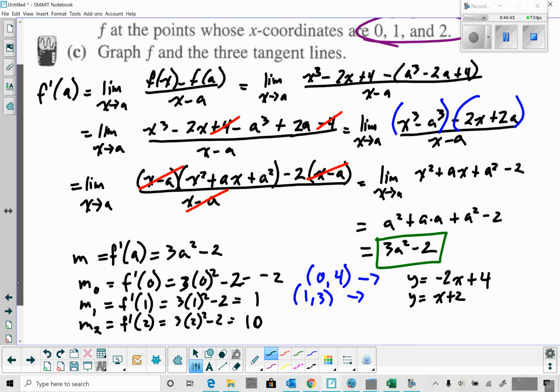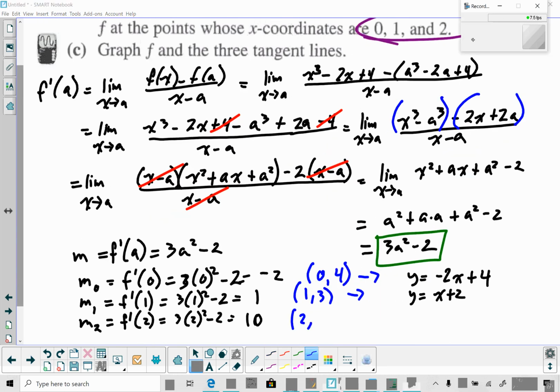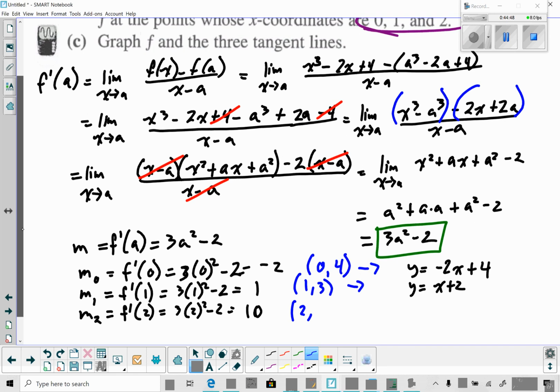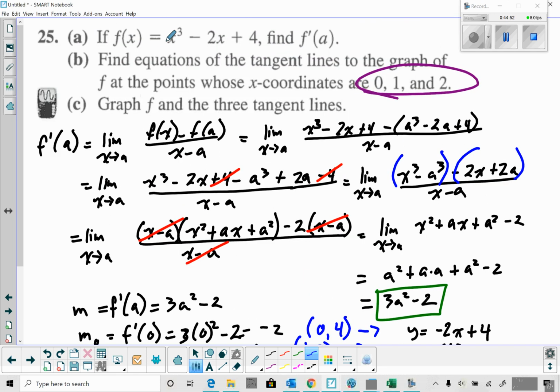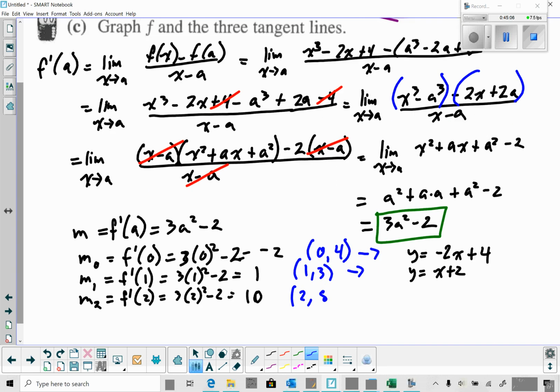And then for the last one here, putting 2 into the original function. 2 to the third is 8 minus 2 times 2, which would be 4. So 8 minus 4 plus 4, well, that'll give us 8. And again, the slope of the tangent line at 2 is a whopping 10. So again, point-slope formula here, that should give us y is equal to 10x minus 12.